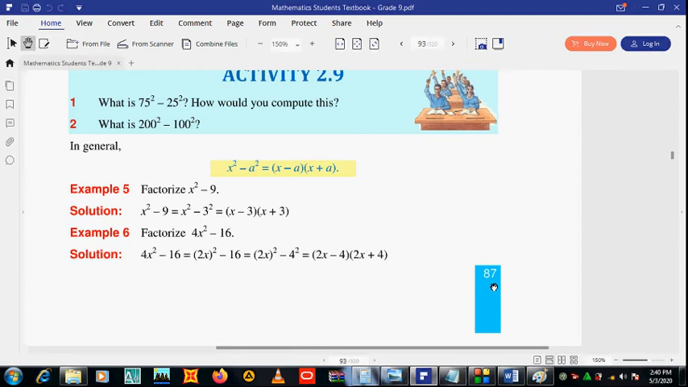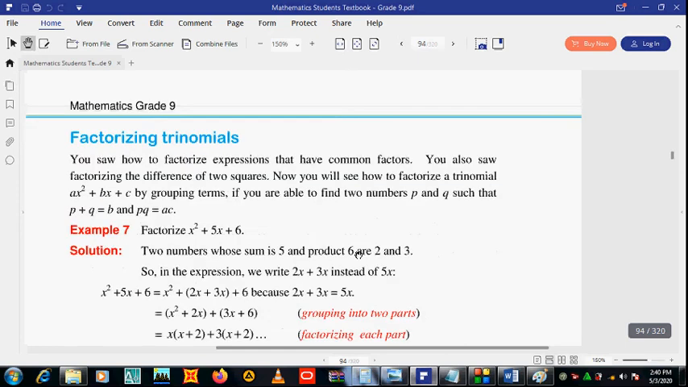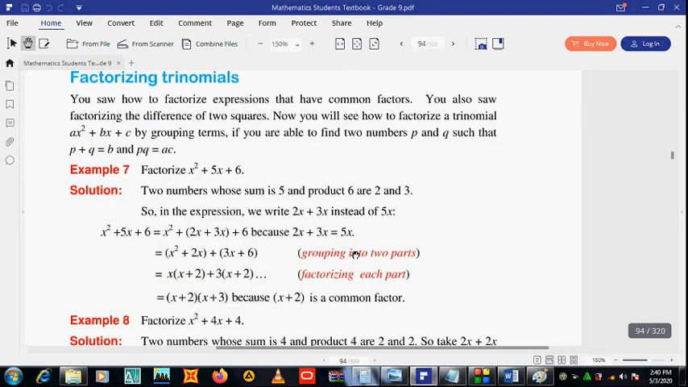Still page 87. Example 5. Factorize x square minus 9. Like this, x square minus a square is in bracket x minus a into x plus a. Then x square minus 9 means what? x plus 3 and x minus 3. This is x square minus 9, x minus 3, x plus 3. The same is true for x square minus 16, which is x minus 4 into x plus 4. Okay.